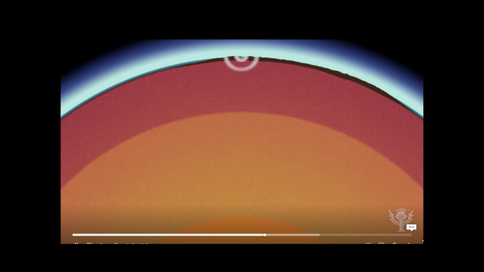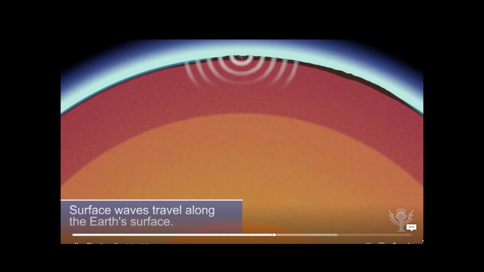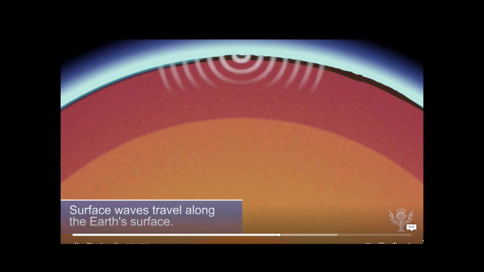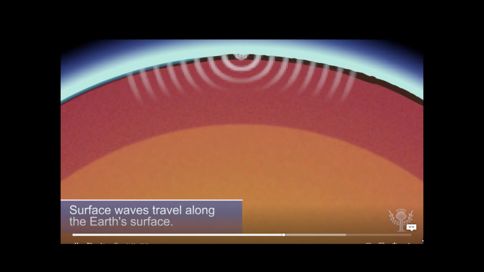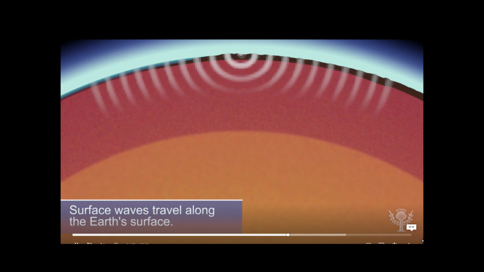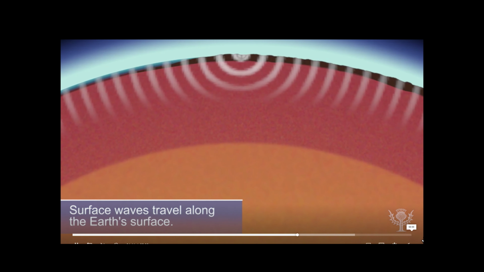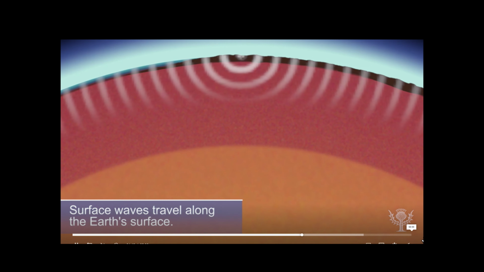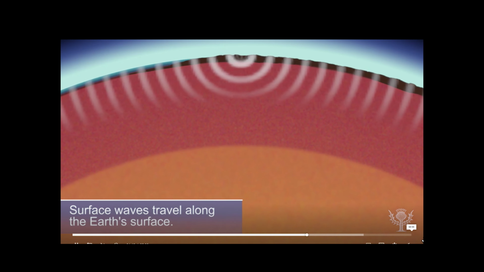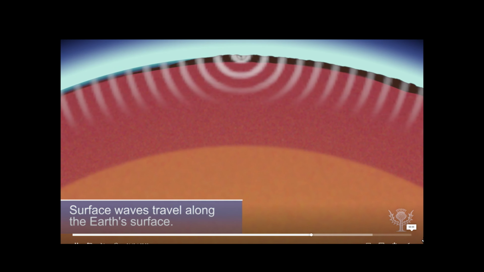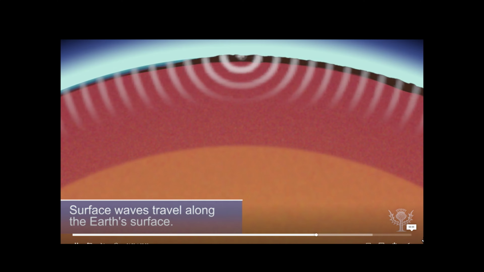After both P waves and S waves have passed, they're followed by surface waves, which travel along the Earth's surface. These surface waves can only travel through solid material. They're slower moving than body waves, but are much larger and therefore more destructive. There are two types, known as Love waves and Rayleigh waves, after the scientists who first described them.